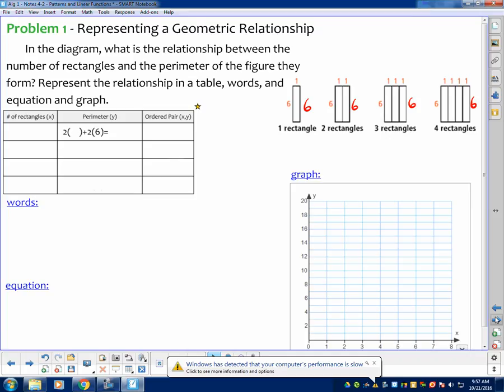Okay, so when we fill out this table, we're looking for a pattern. I've already told you the pattern is going to be linear. That's this whole section that I'll list them. Right here, it says number of rectangles. In the first picture, I just have one rectangle.